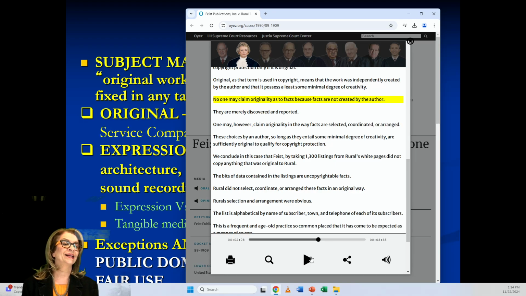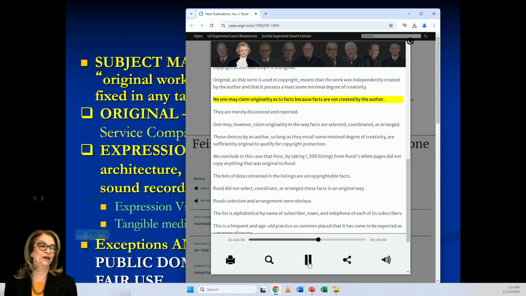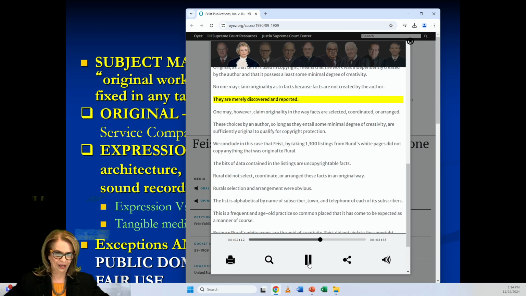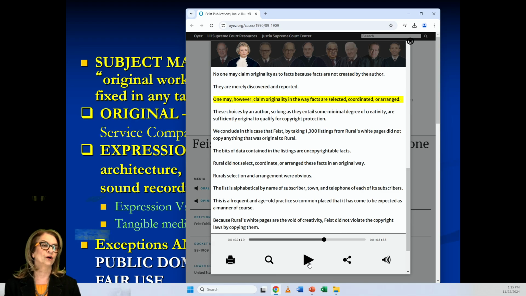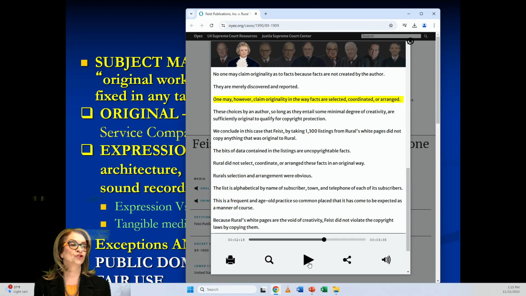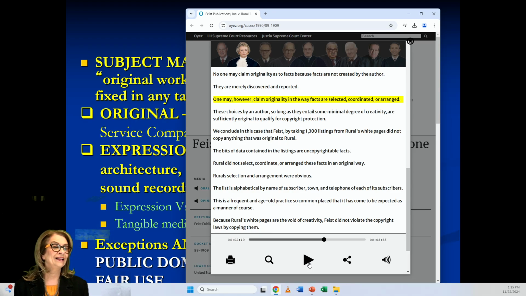No one may claim originality as to facts because facts are not created by the author. They are merely discovered and reported. One may, however, claim originality in the way facts are selected, coordinated, or arranged. These choices by the author, so long as they entail some minimal degree of creativity, are sufficient to create originality and to grant copyright protection.